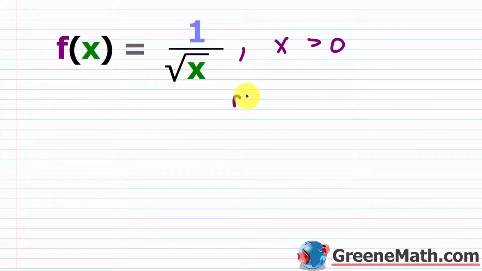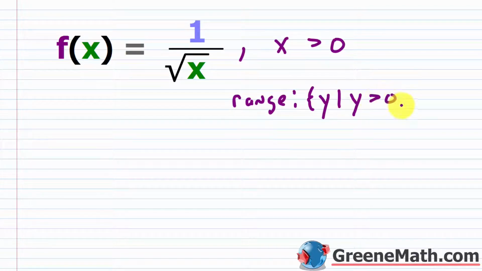So the range here would be the set of all y such that y is greater than 0. So the domain and the range are actually the same. The domain is the set of all x such that x is greater than 0. The range is the set of all y such that y is greater than 0. So when I find the inverse, this range here will be the domain.